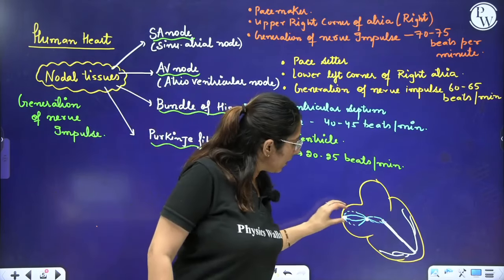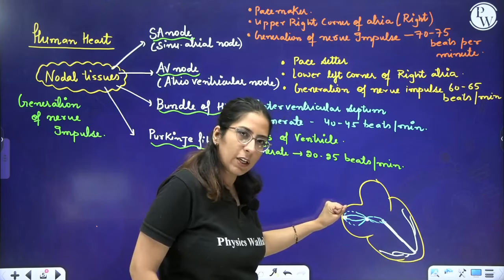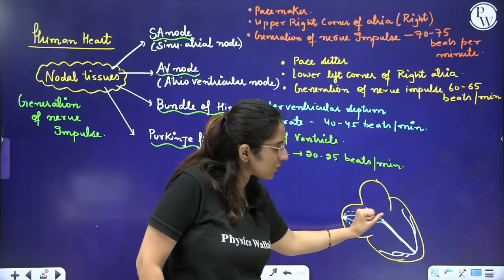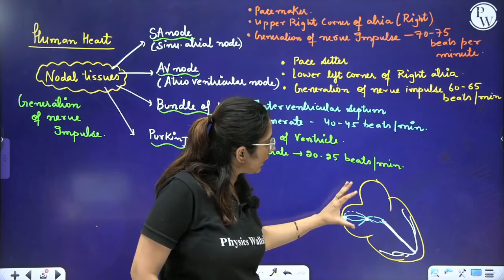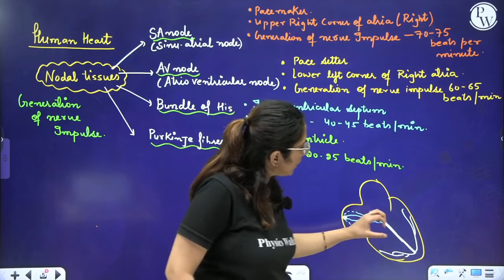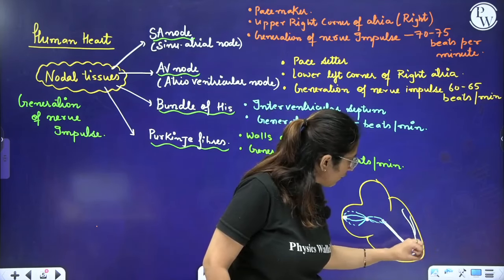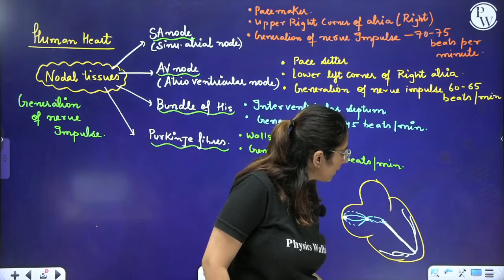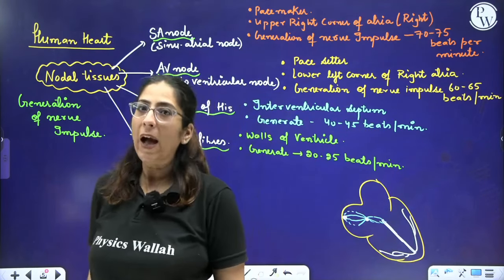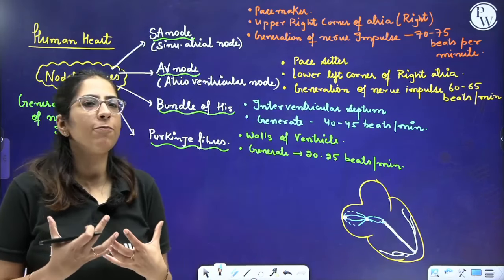So ultimately, first of all, what will happen? There will be a depolarization of these nodal tissues. This depolarization will reach up to here. This will lead to the contraction of atria. Now there will be depolarization of the bundle of His. There will be depolarization of the Purkinje fiber. That will lead to contraction of ventricles. And why is this contraction and relaxation important? So that there should be a proper pumping of blood.